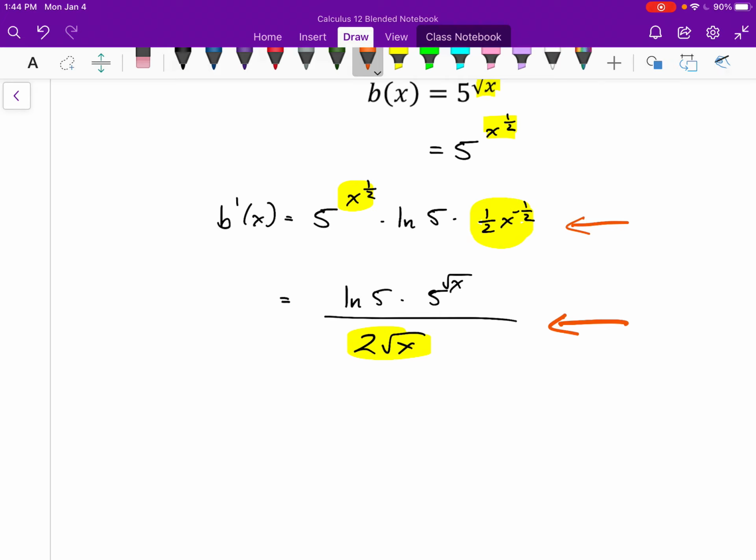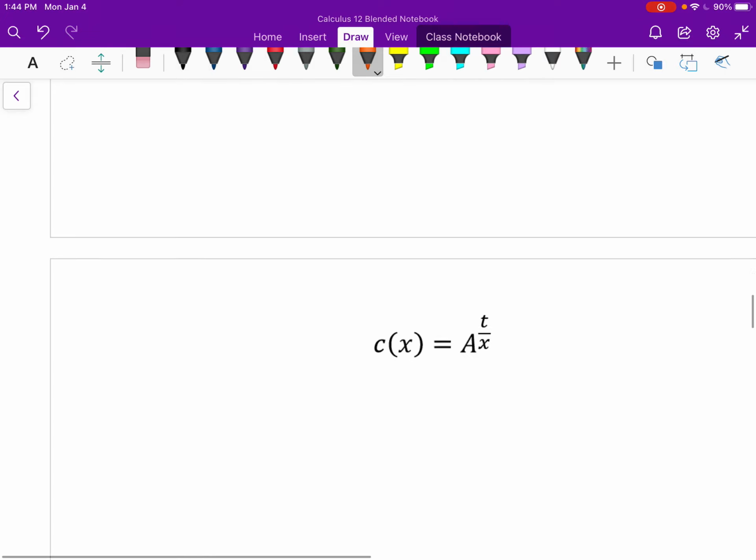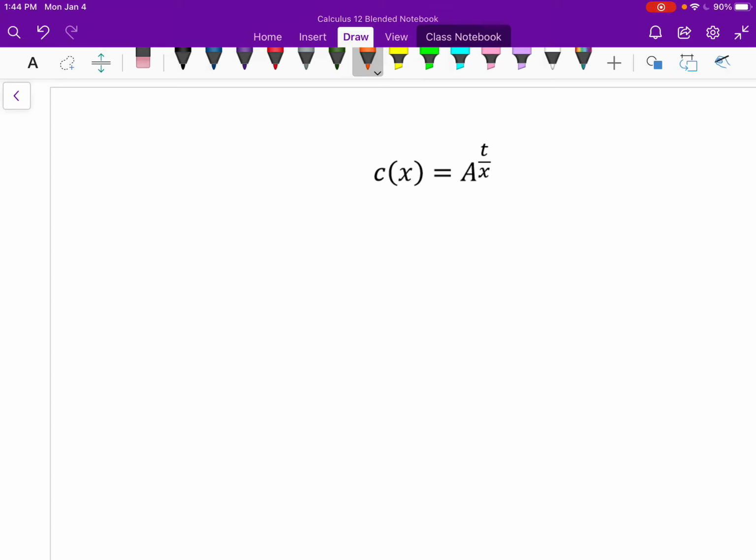I think I have one more example like this before a final problem. Here, everything is a variable, but I'm differentiating with respect to x, which is always key. So c of x is a to the power of t over x. I want to find c prime. Again, I have an exponential function with a base of a. So how do I do this?